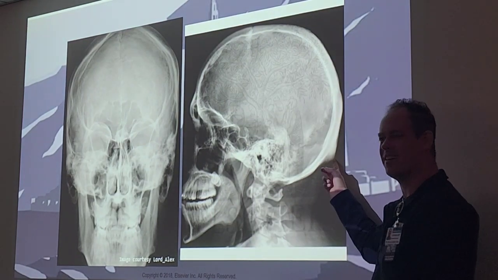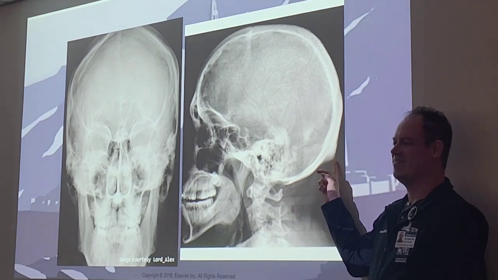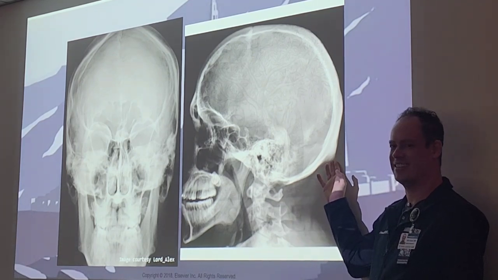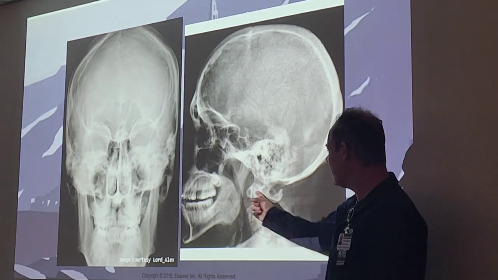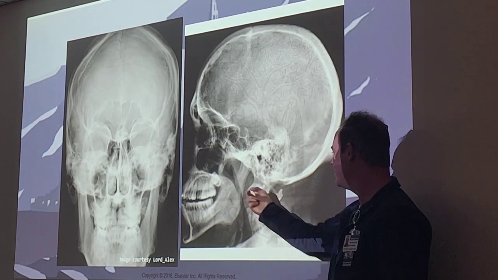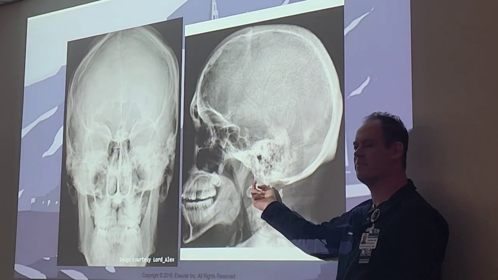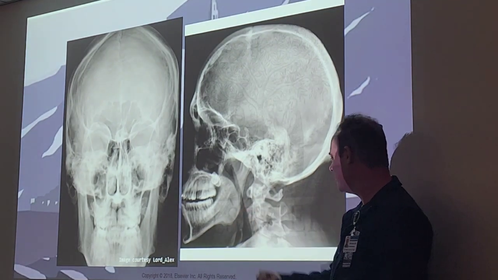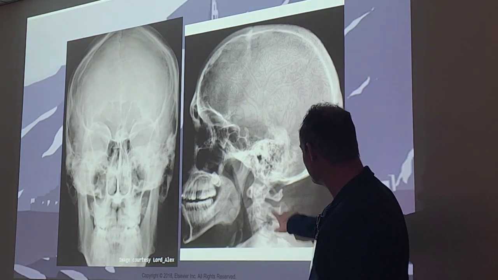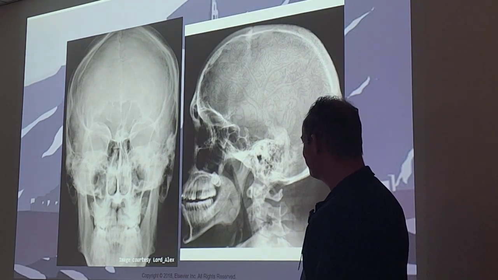What else can I get you with? What about that back there? The inion. Correct. Which is that bump in the back of the head. What is that thing there? I hope you know what that is. Well, this is a cervical C1. What's its other name? Atlas. What about the back of those? I don't know. The spinous or bifid tips.